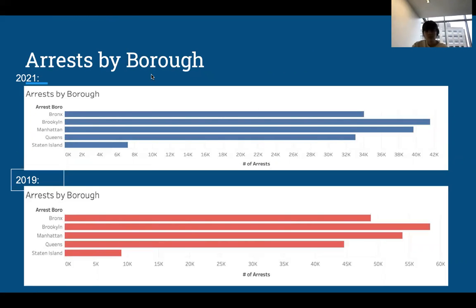Right. And when looking at arrests by borough for both 2021 and 2019, both Brooklyn and Manhattan have the most number of arrests, and the trends for the other boroughs stay relatively the same. However, Brooklyn and Manhattan are also the boroughs with the highest population, so there's a correlation between the population number and the amount of arrests.